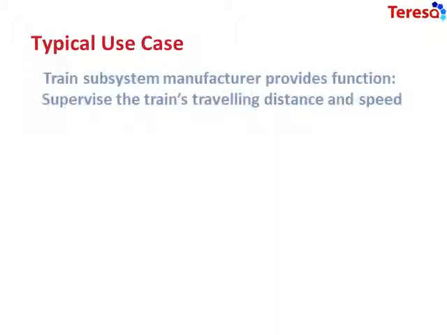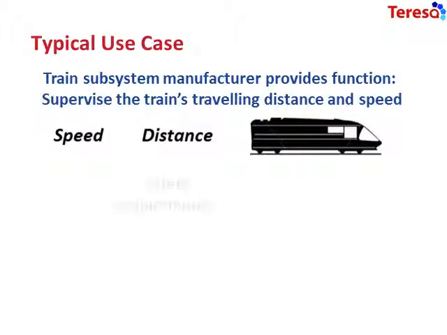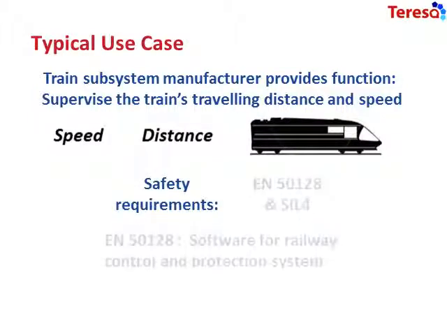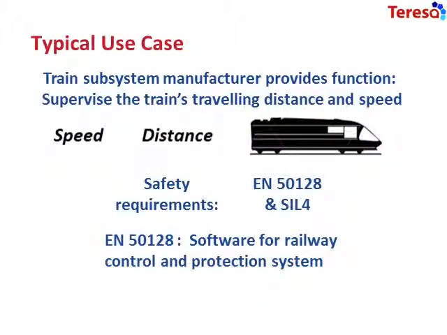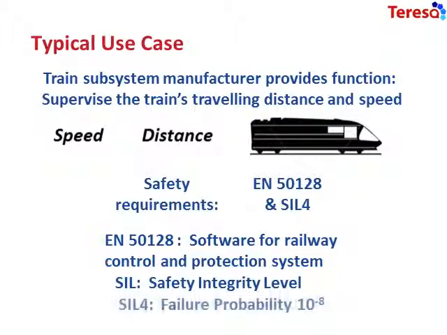Let us assume that a train subsystem manufacturer, which we will call Company A, wishes to provide a function to supervise a train's traveling distance and speed. The function has strong safety requirements. In the EN 50128 safety-related standard, it must meet a level of safety called SIL 4. SIL stands for Safety Integrity Level. SIL 4 means that the probability of dangerous failure per hour is extremely low.